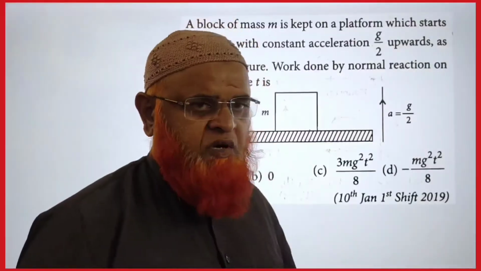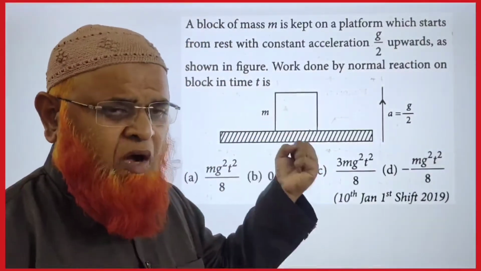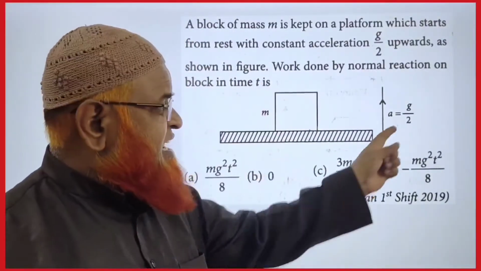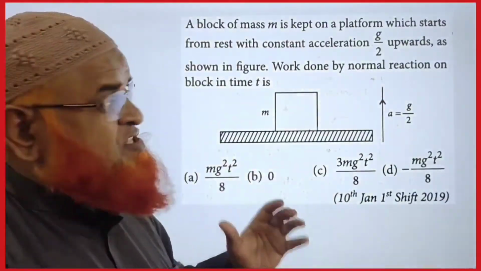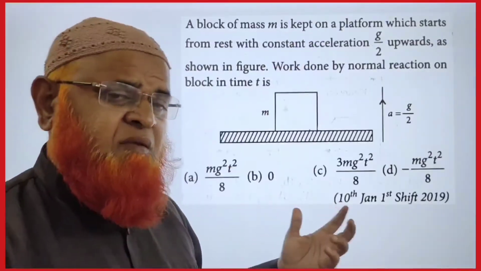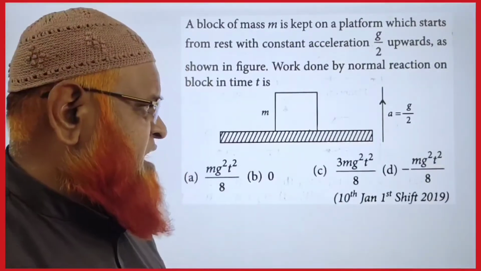Thank you. My dear students, on a platform there is a block and the block is moving upward with an acceleration of g by 2. Then what is the work done here by the normal reaction to move it upwards? What is the formula for that? What is the basic concept behind that?